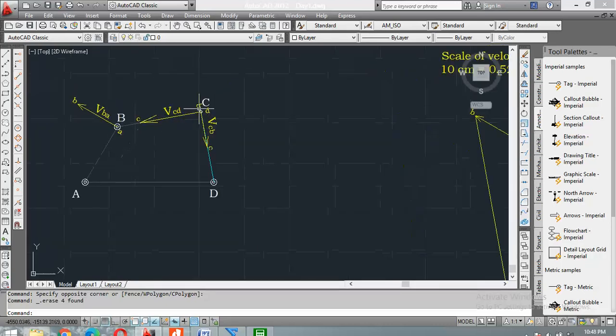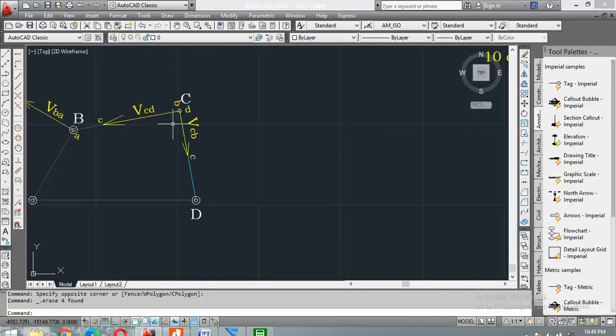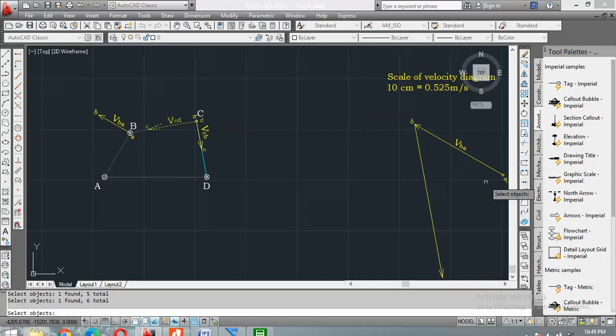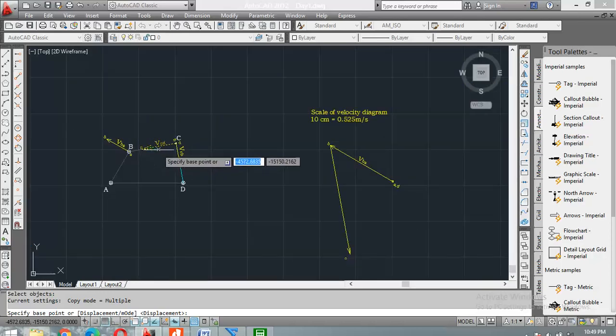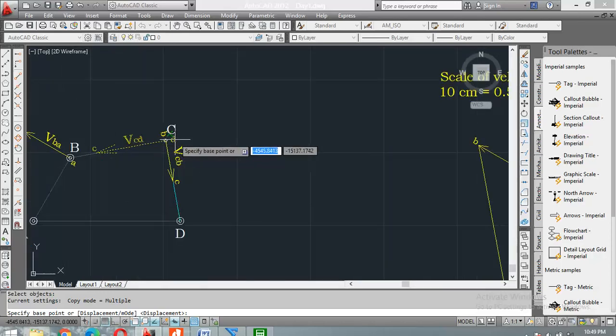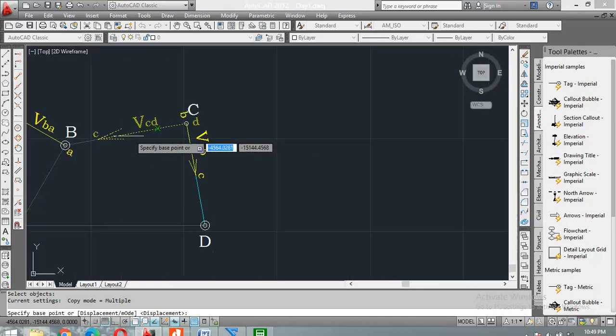Now I want to transfer this VCD vector, whose direction is fixed from the mechanism diagram, to the velocity diagram. If you want to shift this VCD vector from the mechanism diagram to the velocity diagram, which point will you pick, D point or C point? कहाँ से पकड़ के यहाँ पर उठाओगे? We will keep that point which is marked in the velocity diagram. One point is C.